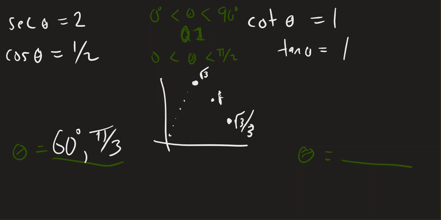It has to be 1 because sine and cosine are the same. They're both square root of 2 over 2. And if you take anything divided by itself, you get 1. So in the middle of that would be 45 if you're talking about degrees, or pi over 4 if you're talking about radians.